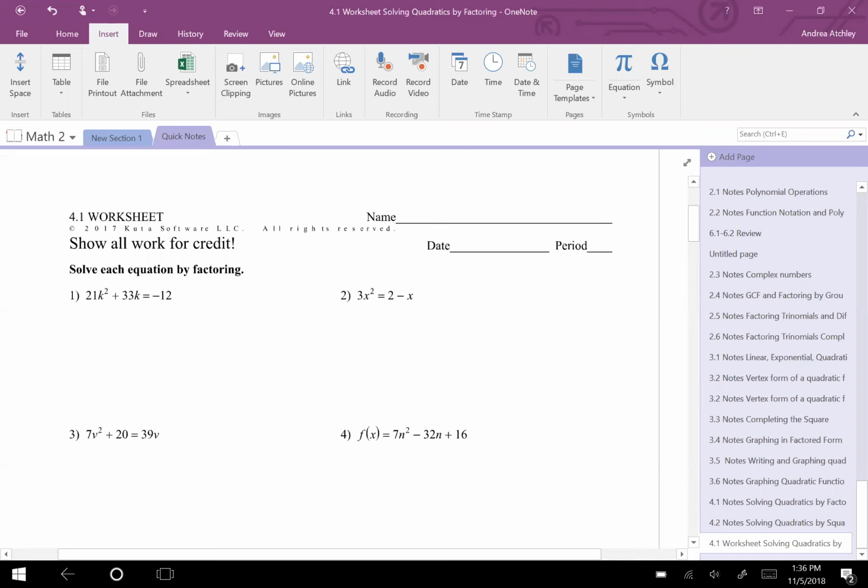Okay, hi everybody. We're gonna go over a couple problems on our 4.1 homework. We are solving quadratics by factoring. So I'm gonna start with number 2.